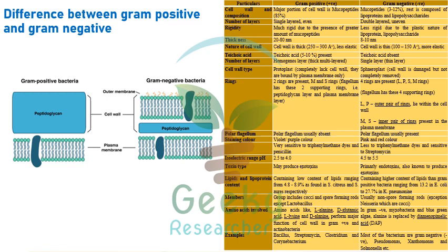Now we will see some common differences. From these differences, we can expect at least one or two questions. I will tell you the questions that I have seen before, so that we can expect some questions from the differences between gram positive and gram negative bacteria. The first and foremost thing is cell wall composition.